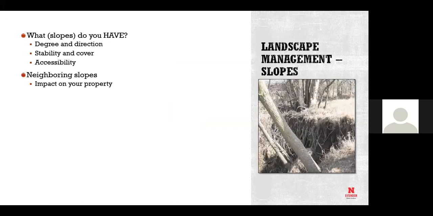Okay, so slopes are also one of the things that people don't think about. The slope is essentially the modifier. What is the degree of the slope? What is the direction of the slope? Is it north facing, south facing? And it's directly associated with the type of soil you have and the condition of that soil. Is it stable? Is it covered? Is it an accessible slope? And I mean accessible for you as you're thinking about your management.